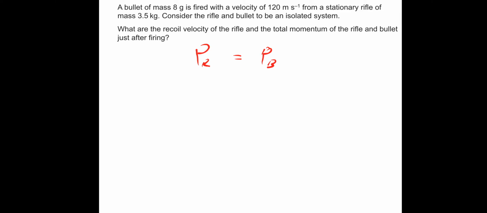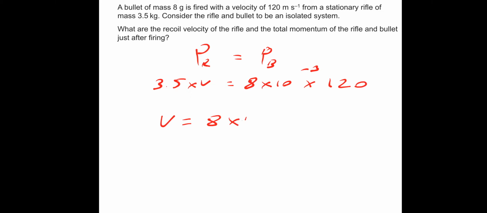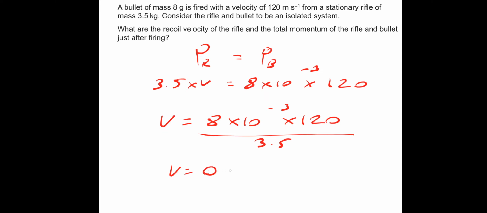So we've got the momentum of the rifle. So we've got the mass of the rifle, which is 3.5, times its velocity V, equals mass of the bullet, which is 8 grams, 8 times 10 to the minus 3, multiplied by the velocity of the bullet, 120 meters per second. That's just straightforward like last time. So 8 times 10 to the minus 3 times 120 divided by 3.5. And that gives a velocity of 0.27 meters per second. It's very straightforward with numbers. That should be okay. Let's have a look at the next one.